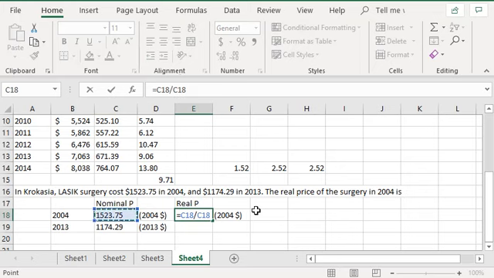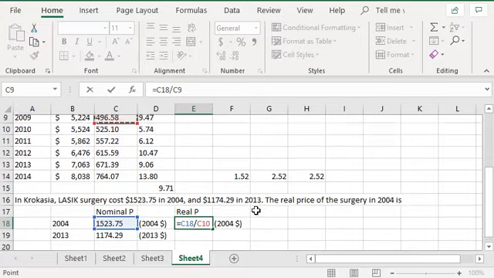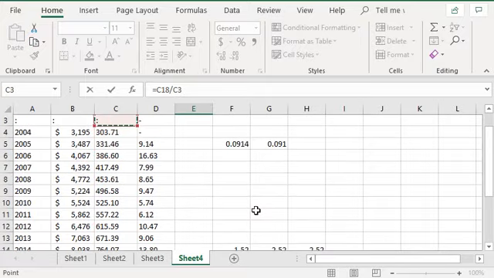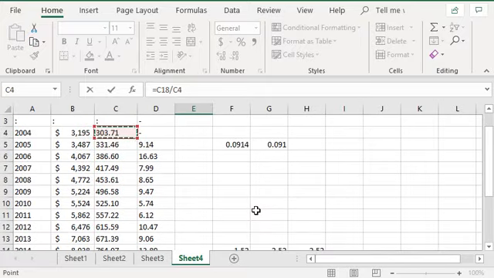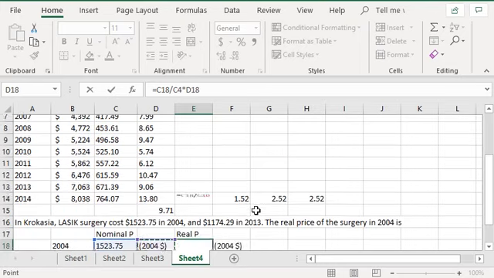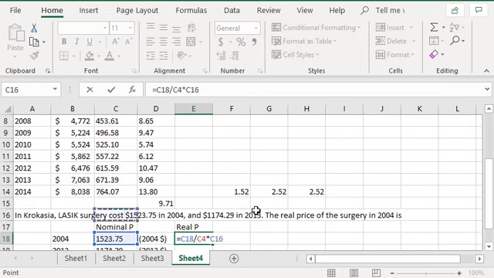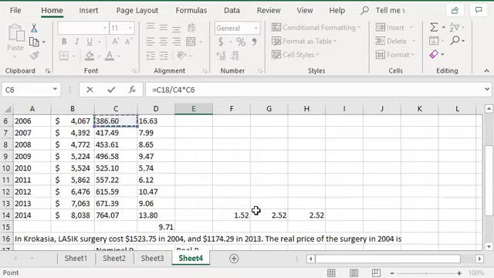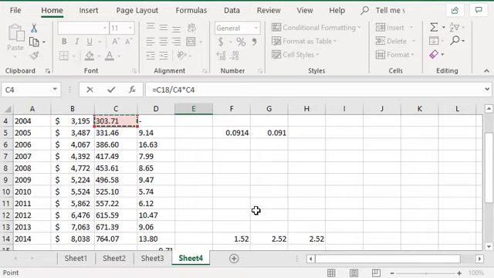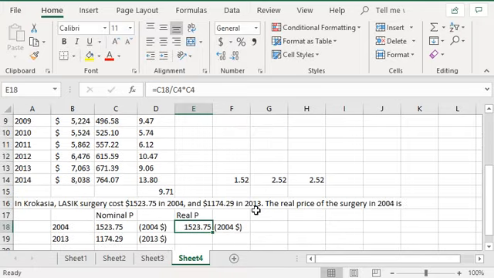CPI in 2004. When you do this, you get rid of the dollar units. Okay? And then you want to multiply it by the CPI of the year for the real price. And the real price is, we want 2004 dollars. So we get the same thing. Right? We get the same thing as we had, right?